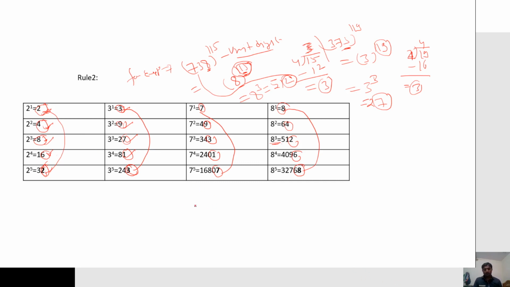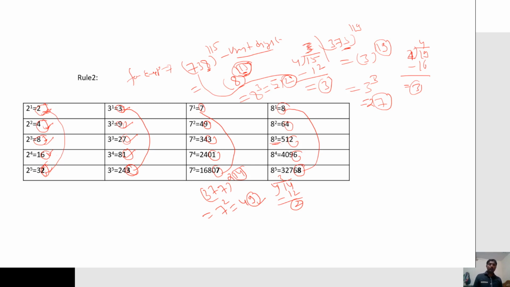Next example: 377. For this power, we take the right-hand two digits divided by 4. 4 threes are 12, which gives remainder 2. Then 7 to the power 2 is 49, so we get unit digit 9. This is an example for rule number 2.